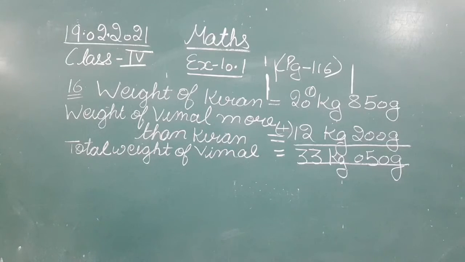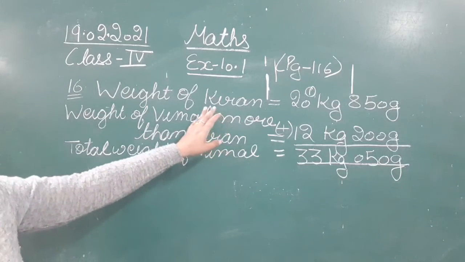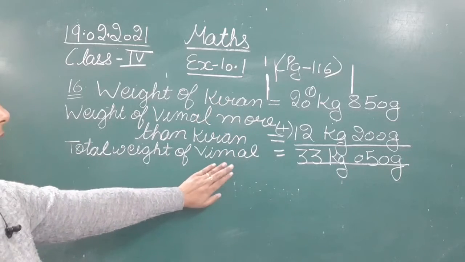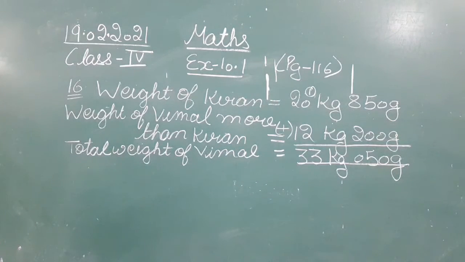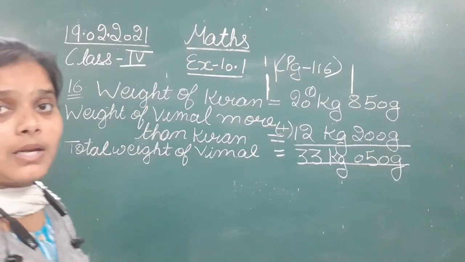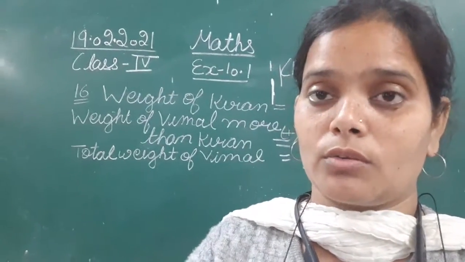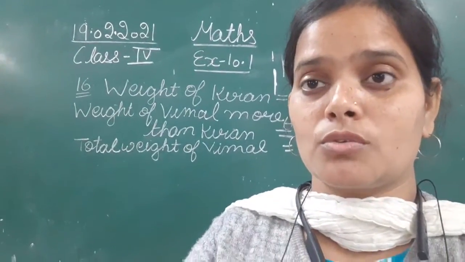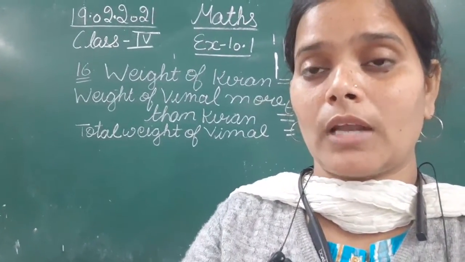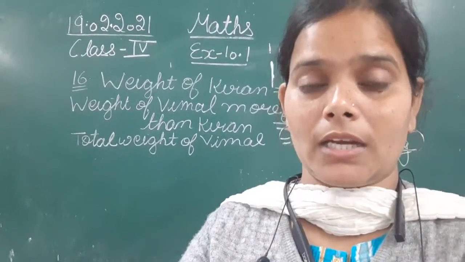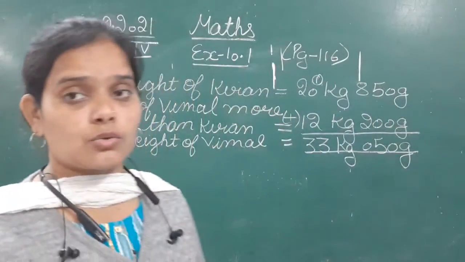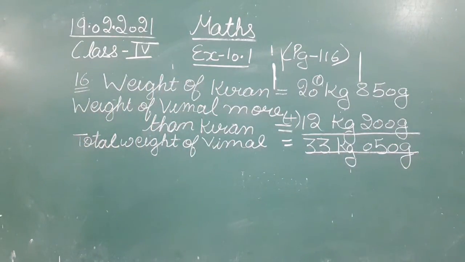तो अभी देखिए हमने विमल और किरण का वेट पता किया है. So the weight of Kiran was already given, that is 20 kg 850 gram, and we have calculated the weight of Vimal. Now the next we need to calculate their total weight. अब हमें निकालना क्या है बेटा, इसका total weight. So what will we do for finding the total weight? For finding their total weight, we will add the weight of Vimal and Kiran.